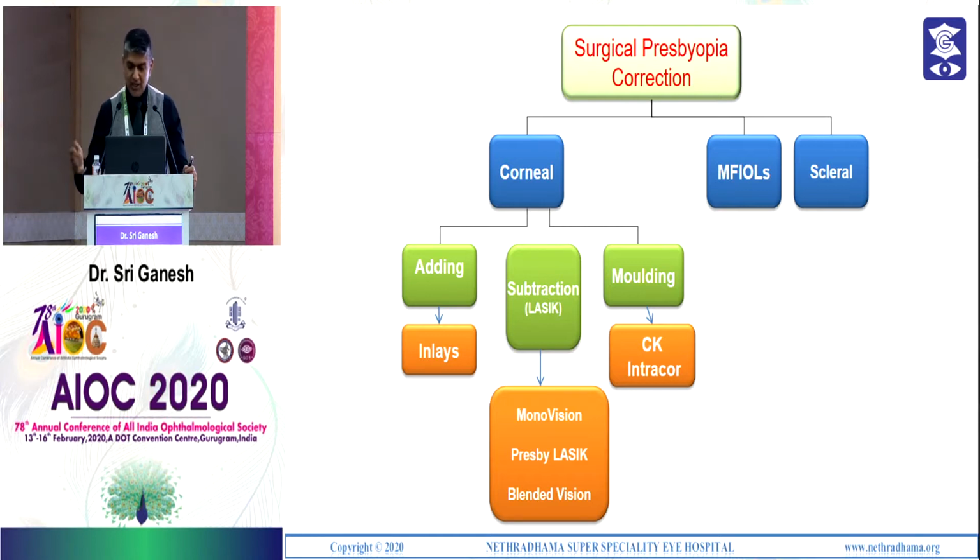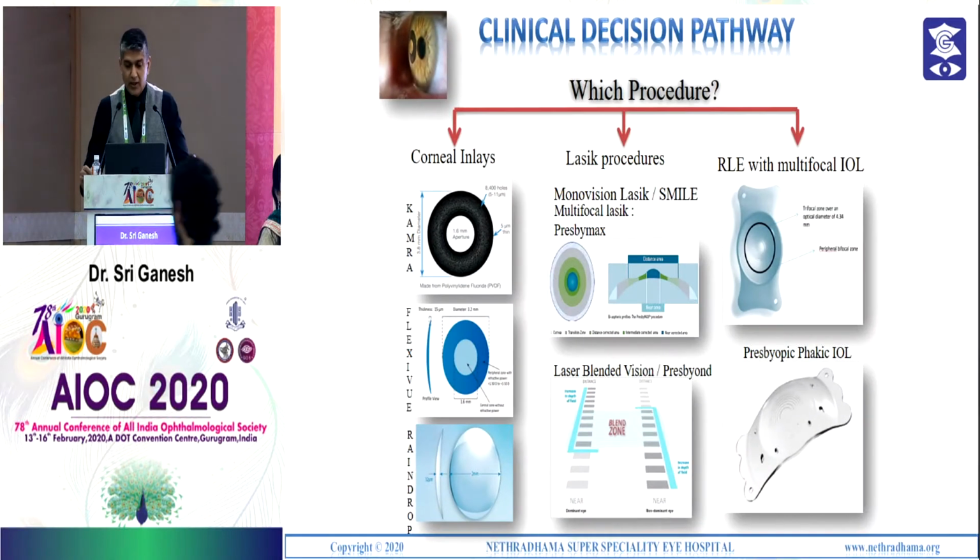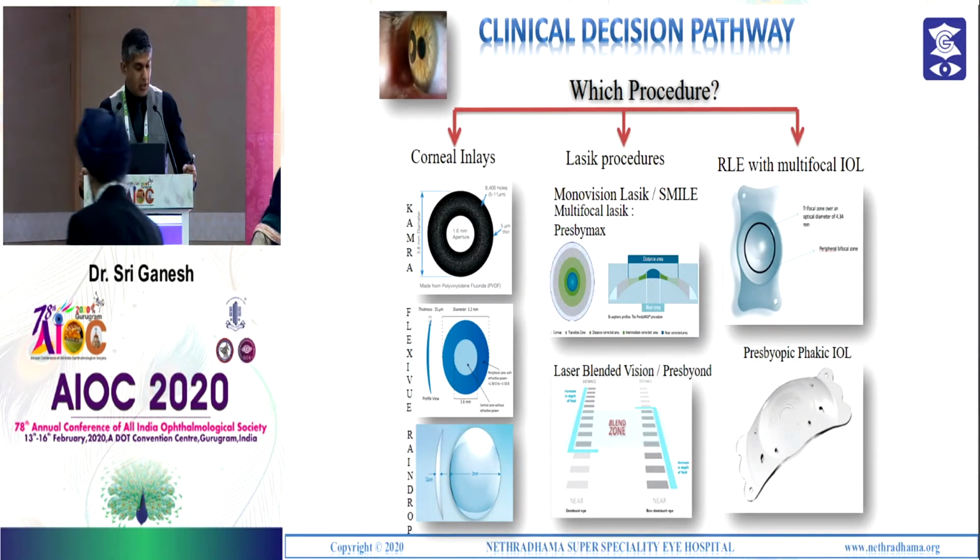The scleral options by and large are obsolete. In corneal procedures, you have addition, subtraction, and molding techniques. The addition are the inlays, the subtraction are different types of LASIK, and molding is CK and intracore, both of which have become obsolete, so we won't go through them. When you want to decide on how you want to treat a presbyopic patient, basically these are the options.